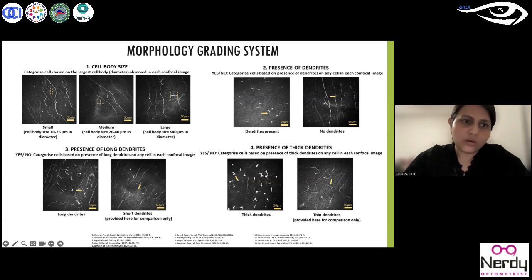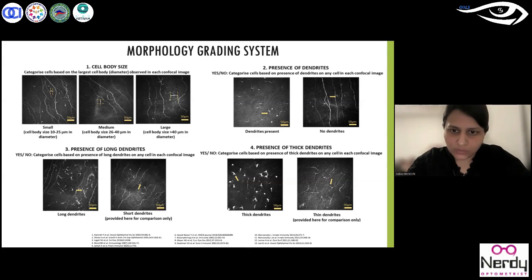So by the combination of cell body size and the presence and shapes of dendrites, we can see what these cells are doing in the cornea or conjunctiva. I think this is very important. It is a very good technique now to see whether there is any immune activation, suppression, or what is the immune status of the ocular surface with any stimulus.